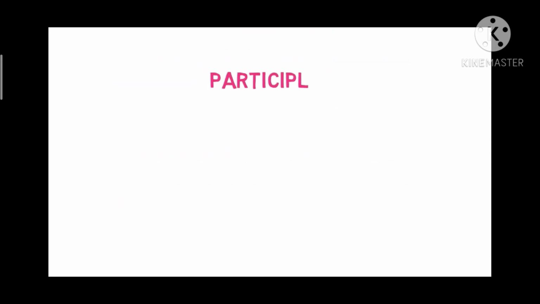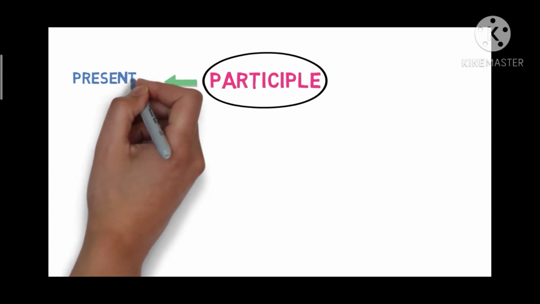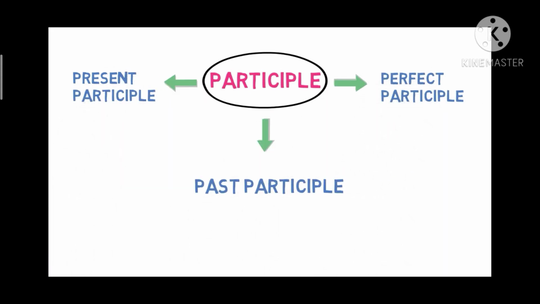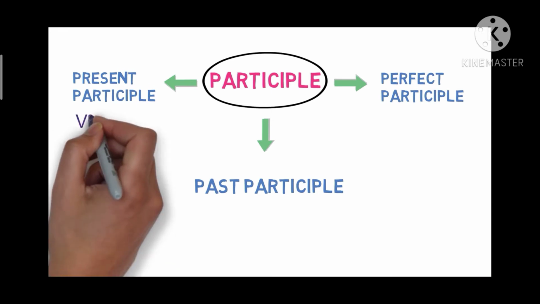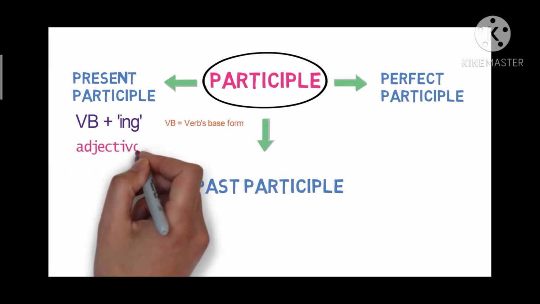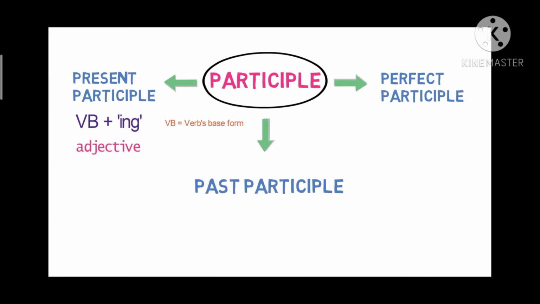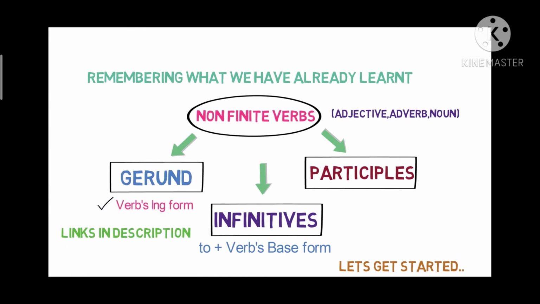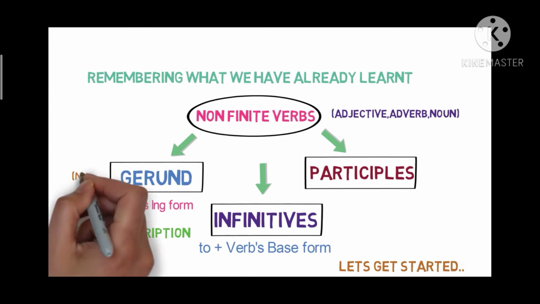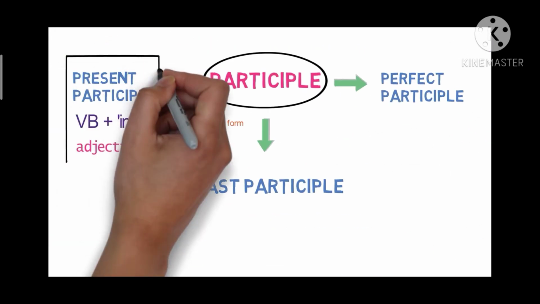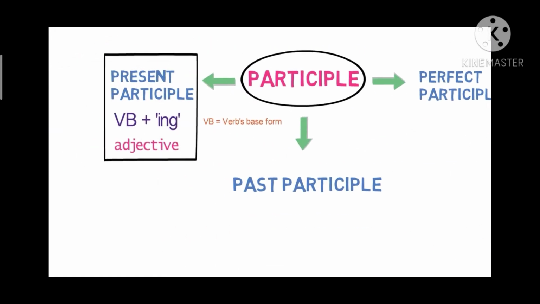They are mainly divided into 3 parts: present participle, past participle and perfect participle. Present participle is created by adding ing to verb's base form and functions as adjective. In the gerund video, we saw that gerund is also formed by verb's base form plus ing, but they function as noun in the sentence. So please do not confuse present participle with gerunds.